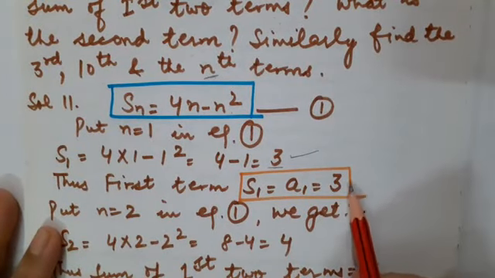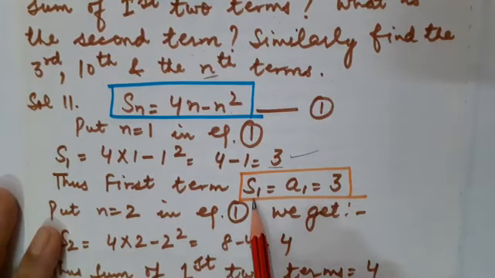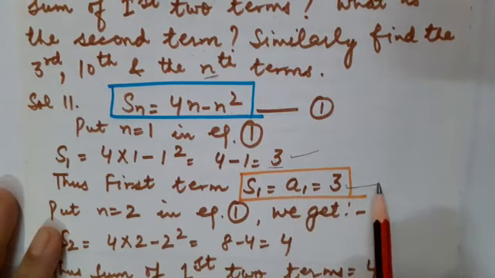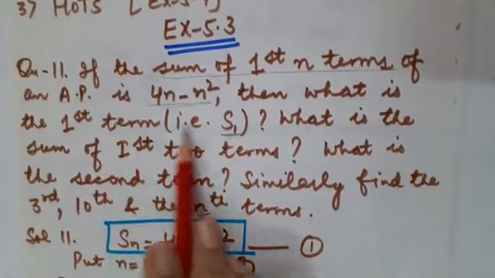Fine, because we cannot calculate the sum of one term. To calculate the addition of the terms, we require at least two terms. So here the first term is nothing but S1, or we can even call it A1 for our convenience, which is equal to 3. Correct, student? Now the first part we have done.